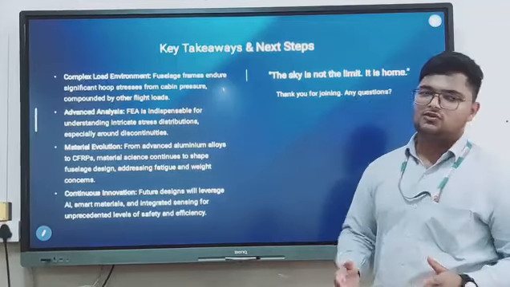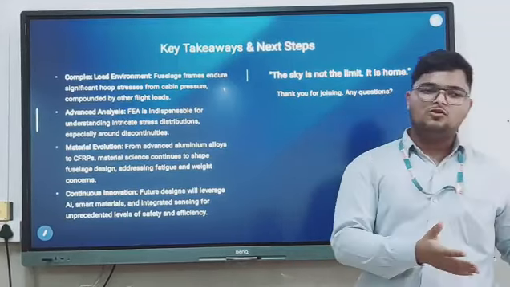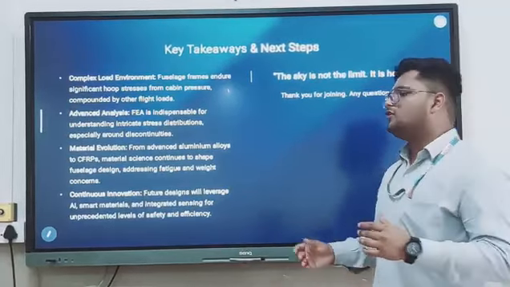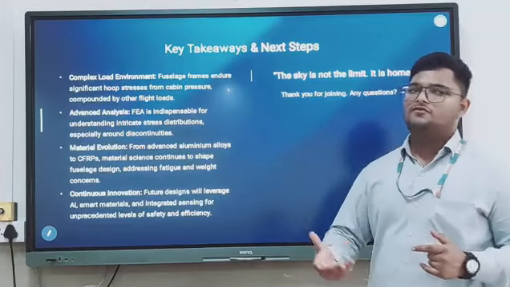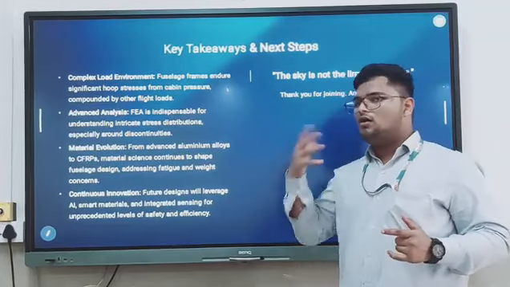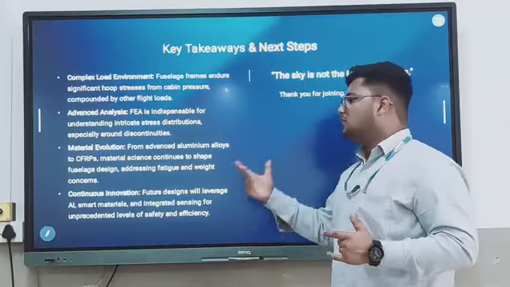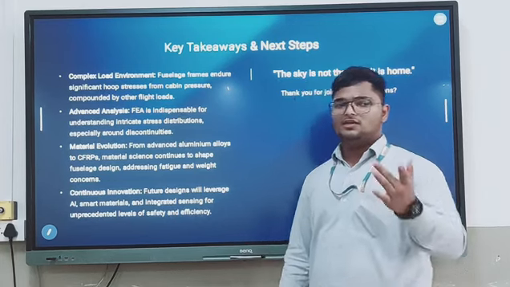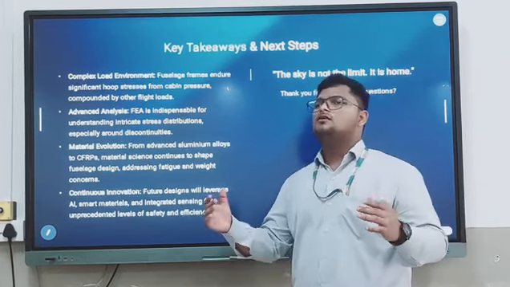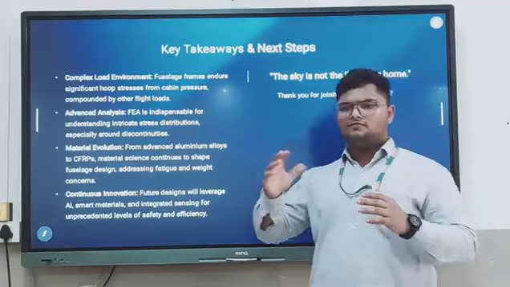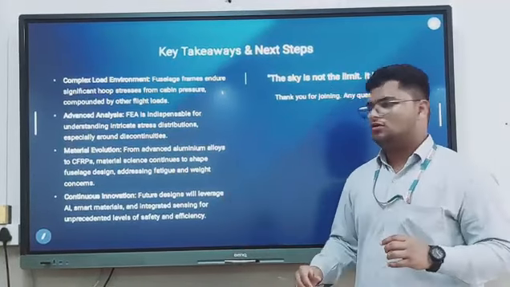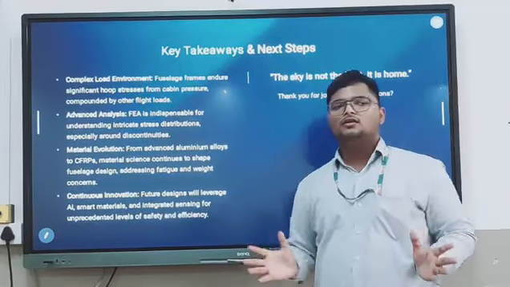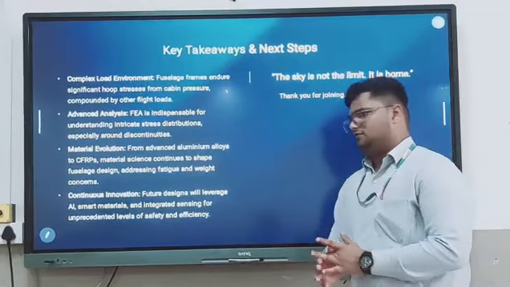Then we have material evolution, how we moved from aluminum alloys to CFRPs, and currently, of course, research is going on. We are looking for a more lightweight and stronger material, through which we can develop a design which can reduce the fuel usage and all. Then we have continuous innovation going on regarding the aerodynamics of the aircraft.